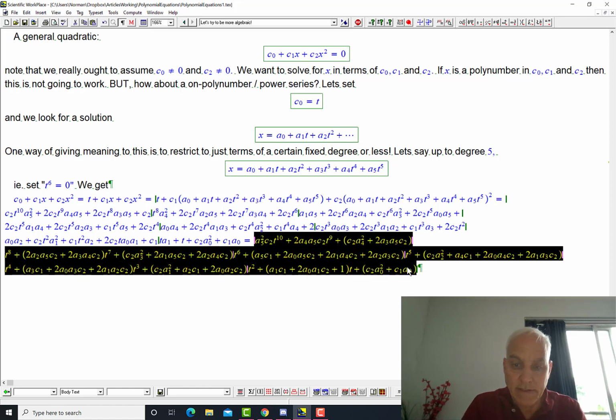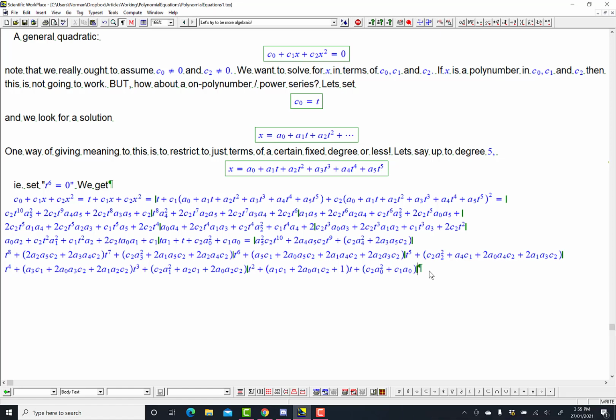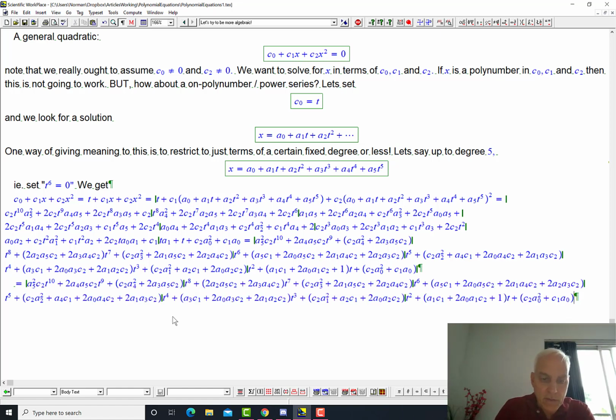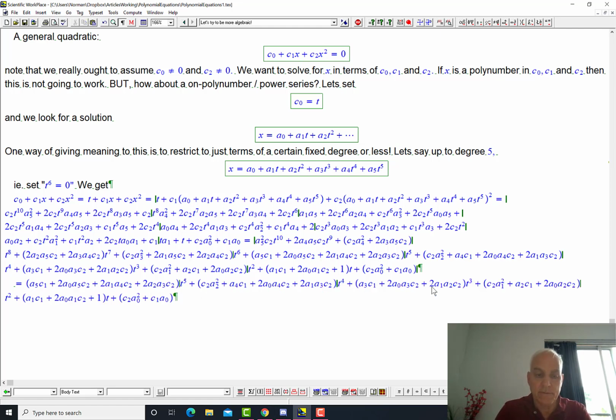So let's have a look at all of this. I want to use the fact that we are agreeing that t to the 6 is 0. So all of these terms from t to the 10 down to t to the 6 can be removed. All of this is our original polynomial, and the whole point is to try to set this equal to 0 and solve for x. In this case, it means we have to solve for the a's.